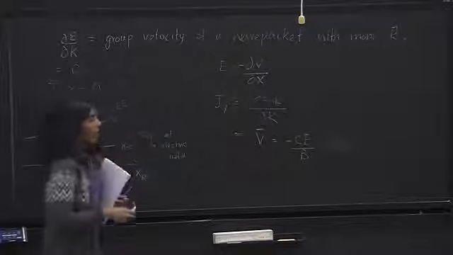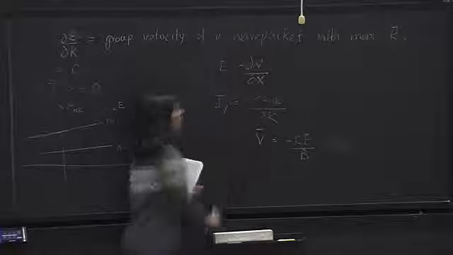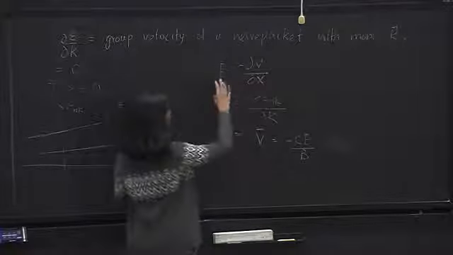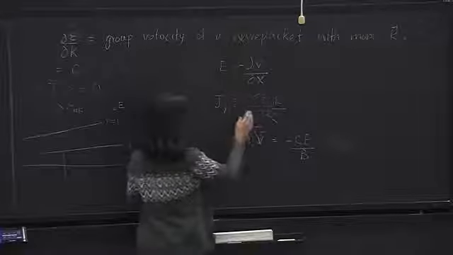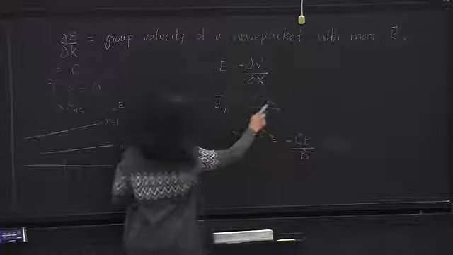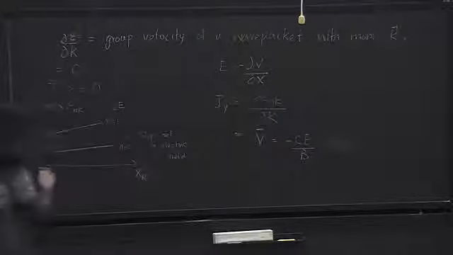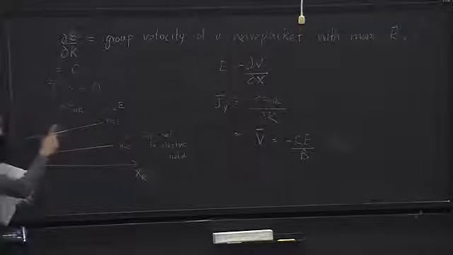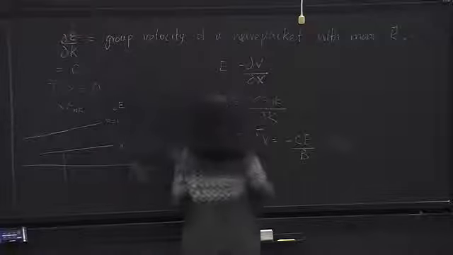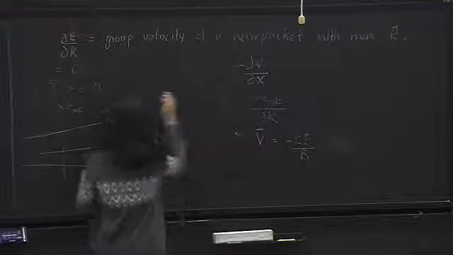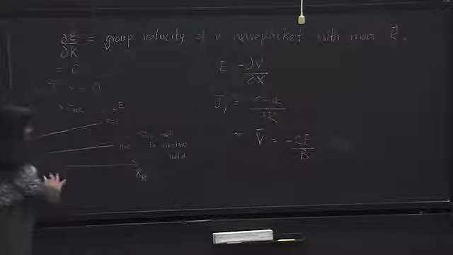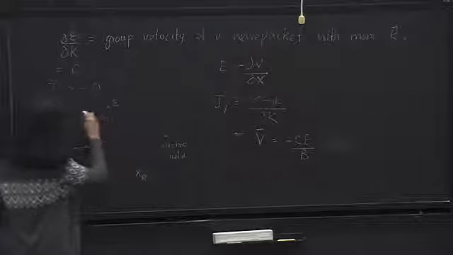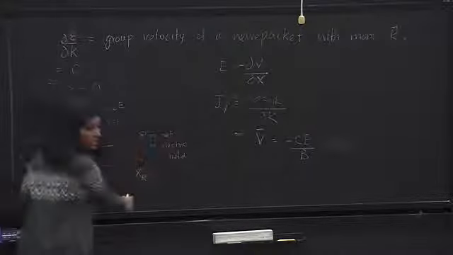Okay, so there's an intimate connection between the current in the y direction, which I get by asking for the group velocity dE/dk, where k is the momentum in the y direction, and the slope of this spectrum, which is the electric field, and it's dE/dx. Does everyone see this?